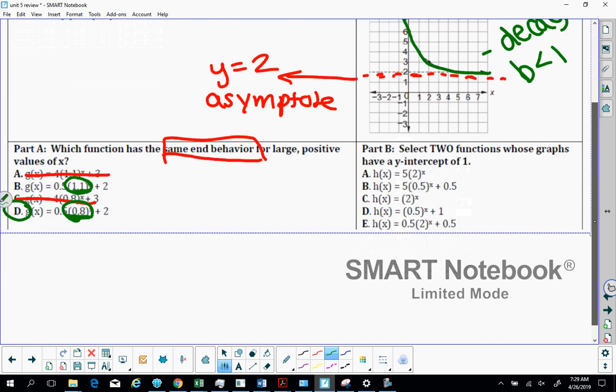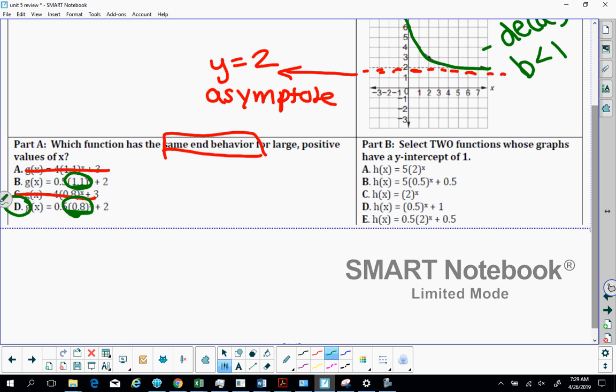Cool. The next one is select 2 functions whose graph has a y-intercept of 1. Which 2 do you think they are? This is all from your homework. You already did these questions. Which 2 do you think have a y-intercept of 1?